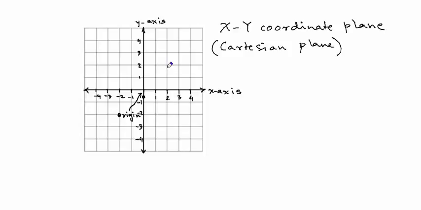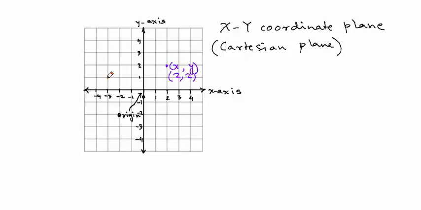Every point on the XY coordinate plane is denoted by an X value followed by a comma and then a Y value. The order does matter. It has to be X first and then Y. The X value or the X coordinate is the number this point corresponds to on the X axis. So for this particular point, the X coordinate is 2. And similarly, we have the Y value as 2 as well for this point. So we write 2 comma 2 for this point.